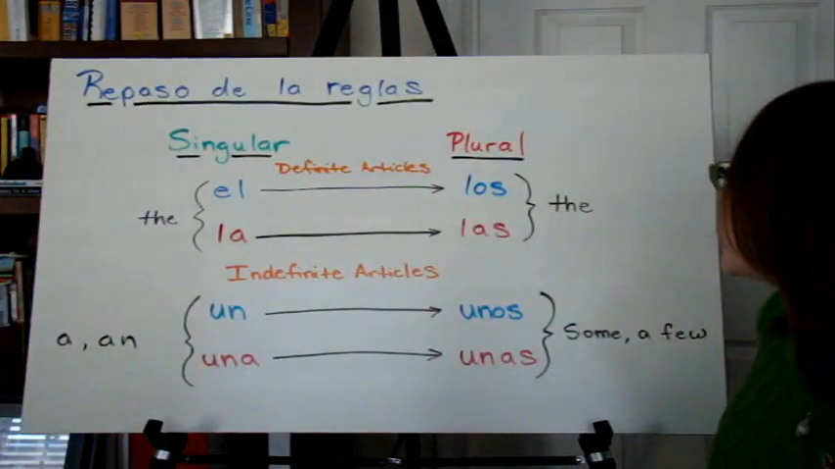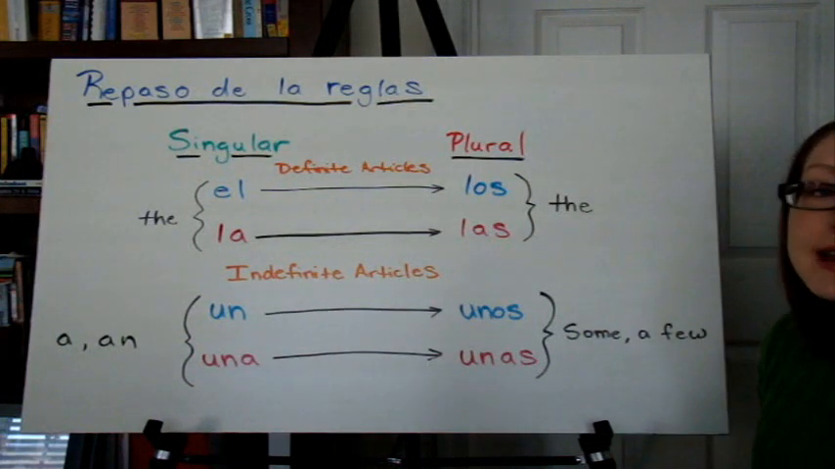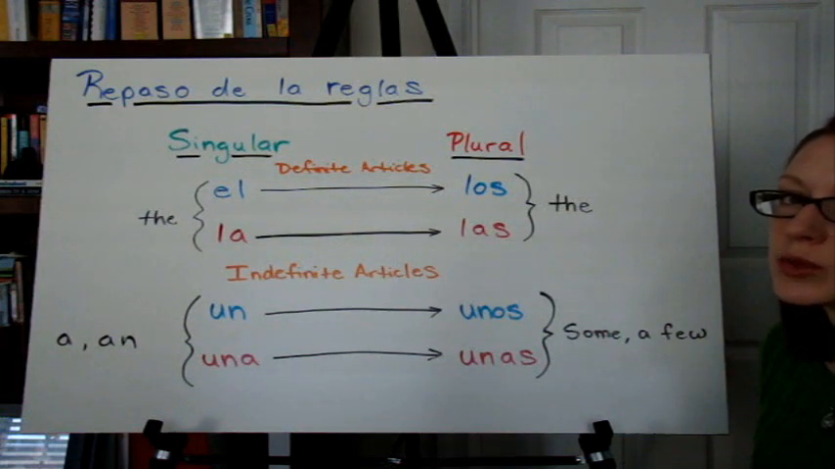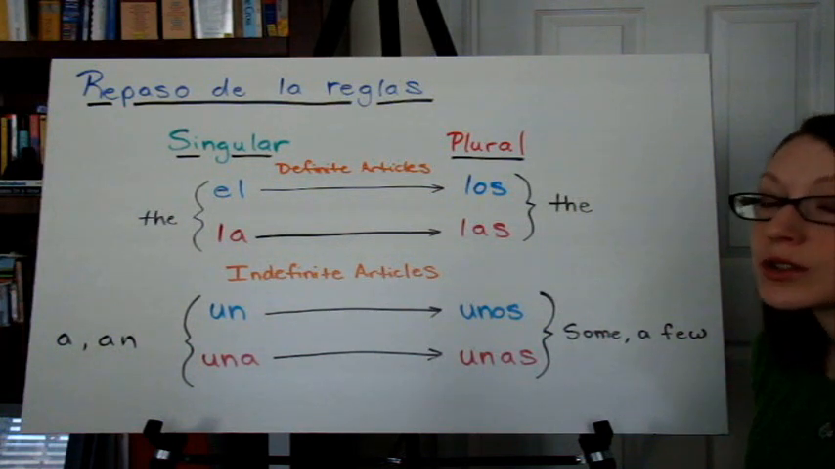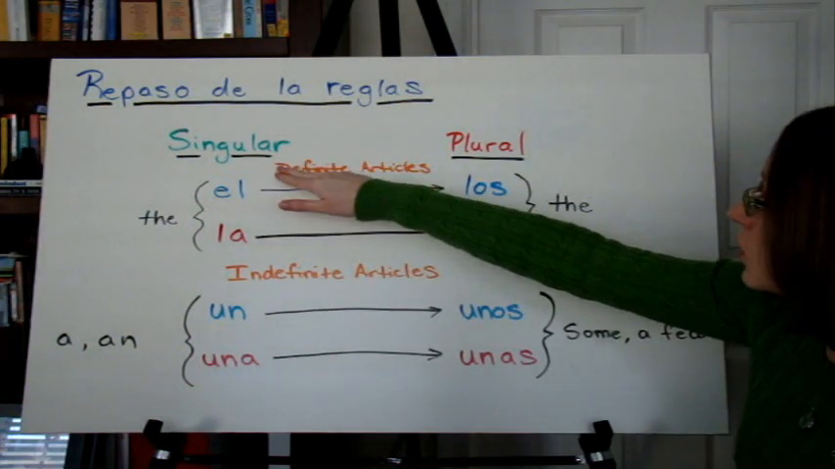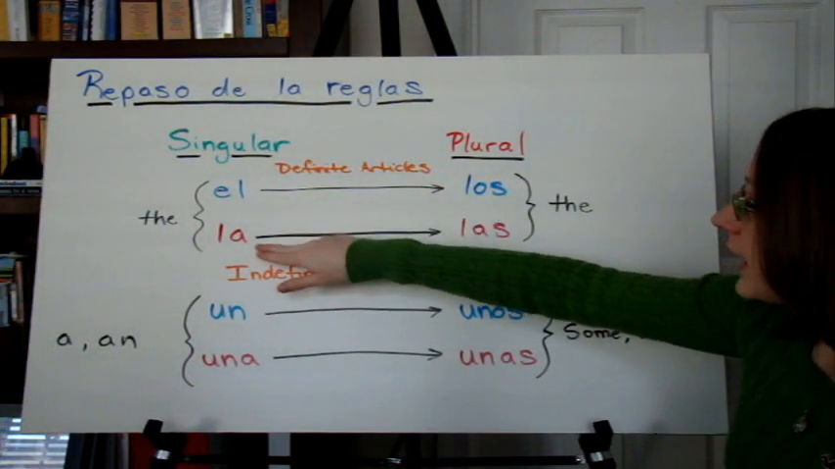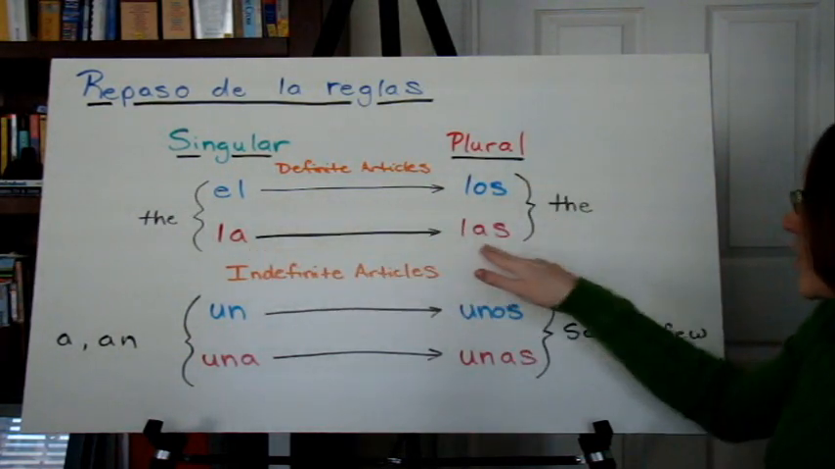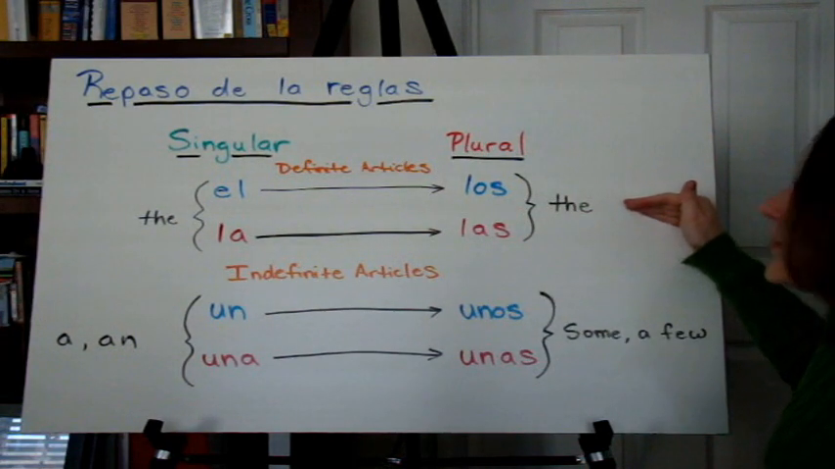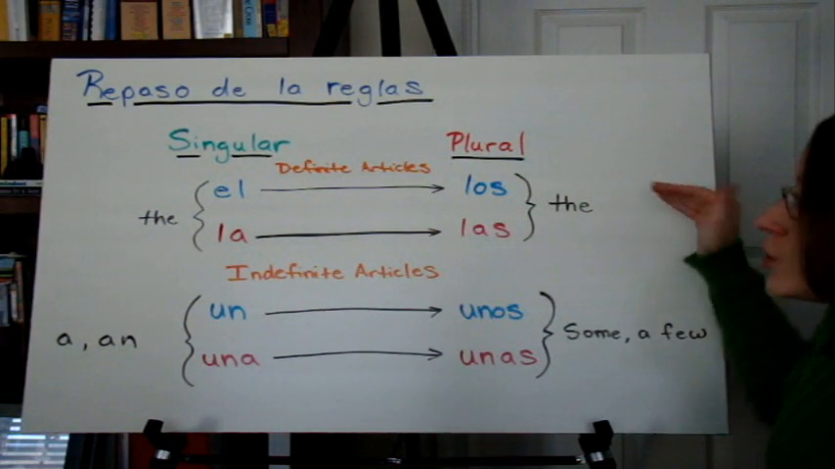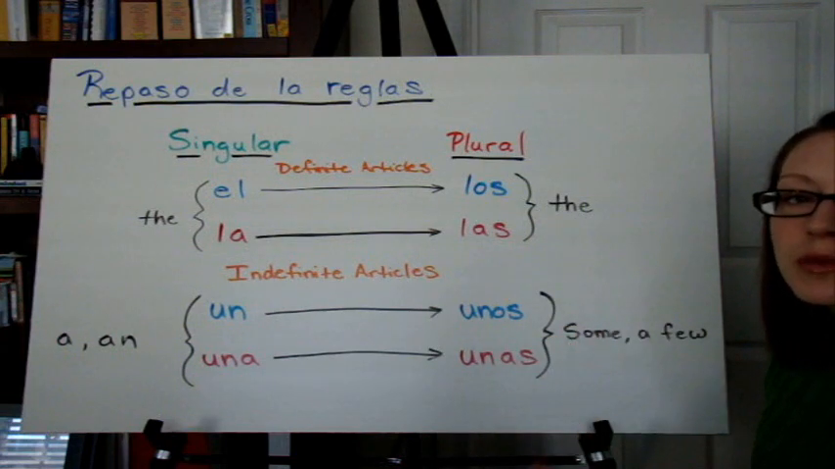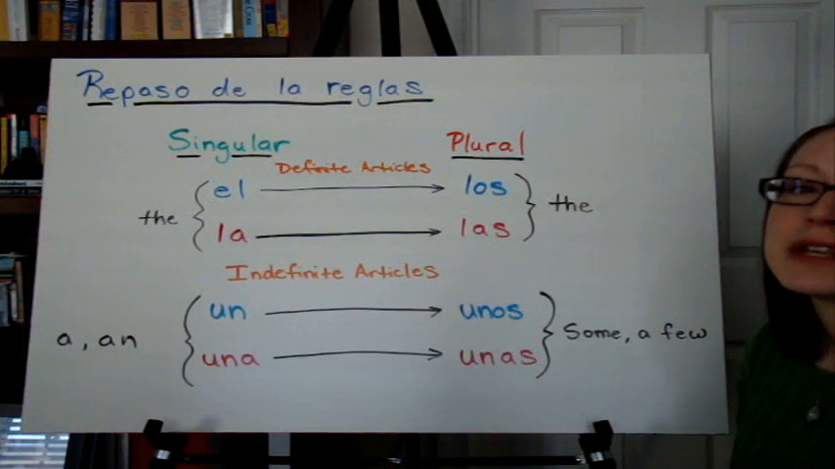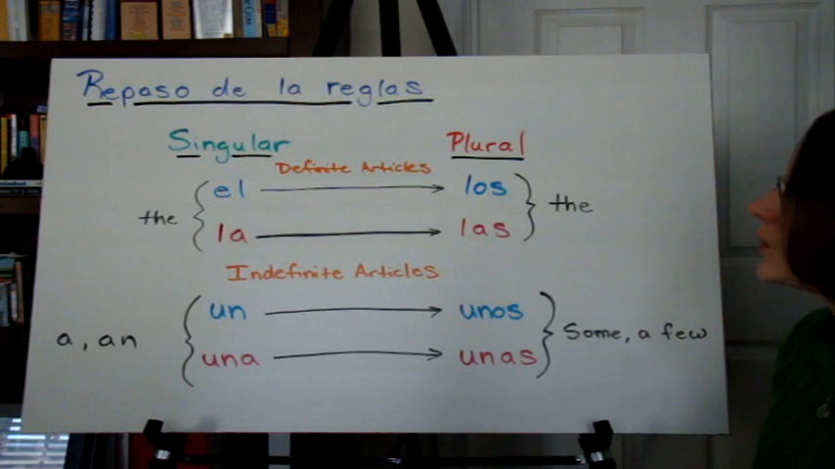Okay, so I just want to review these rules with you, and in a second I'm going to have you practice this on your own and see how well you understand what you just learned. Okay, so let's look at the rules. The singular definite articles are el and la, which mean the, and how you make those plural: el changes to los, la changes to las, and the meaning does not change. Remember, definite articles are called definite articles because someone is definitely sure of what they want. For example, if someone said, hand me the pencil, I know that they want that specific pencil.